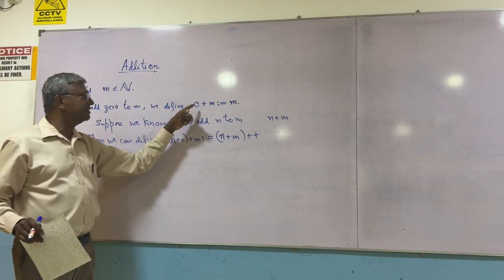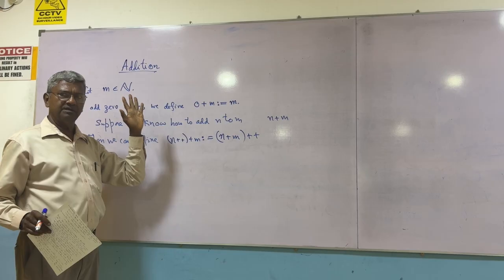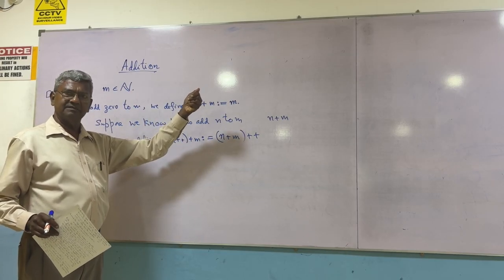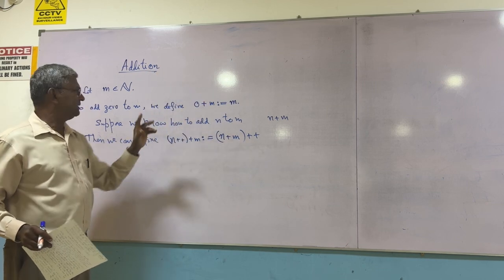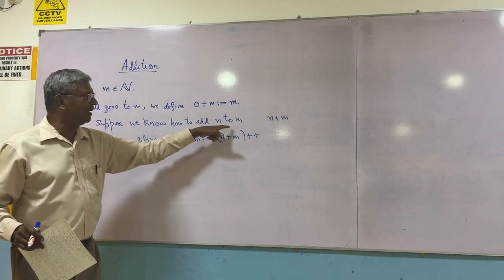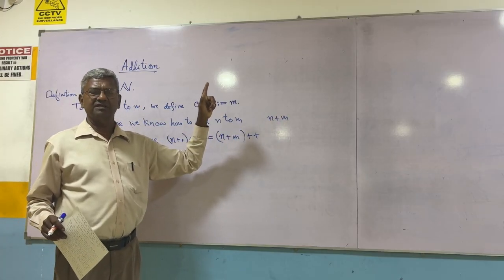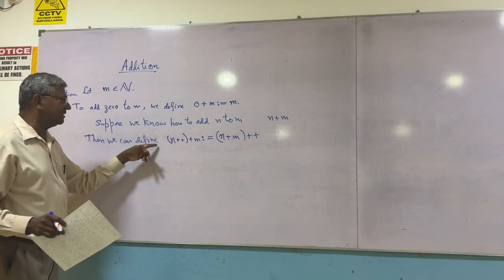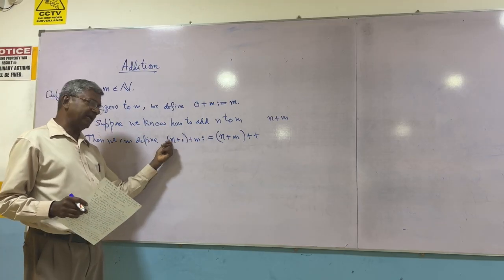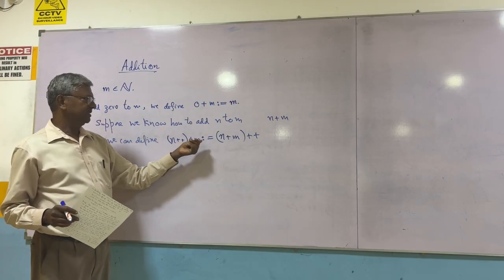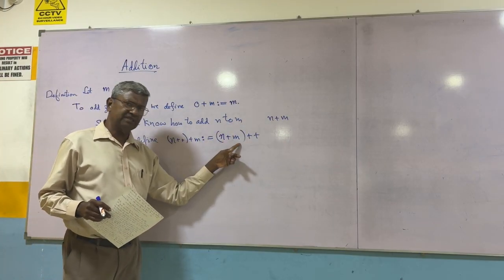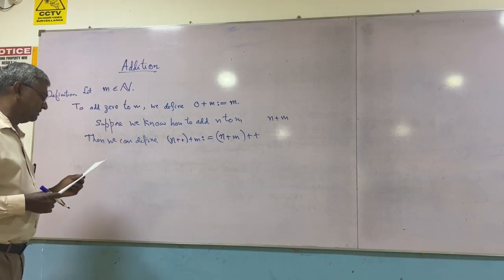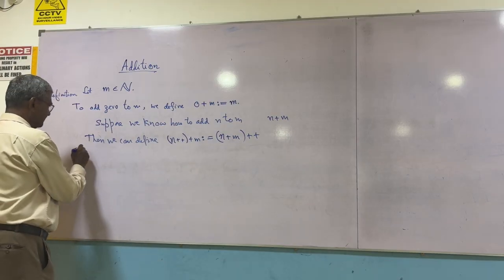Assume we know how to add 0 to M, not M to 0. 0 is on the left of M, 0 plus M, the answer is M. It is like P0. Then, suppose we know how to add N to M, we know this somehow. Using that, we define how to add N plus plus to M. Since we know the answer for N plus M, we define it as (N plus M) plus plus. That is the definition.